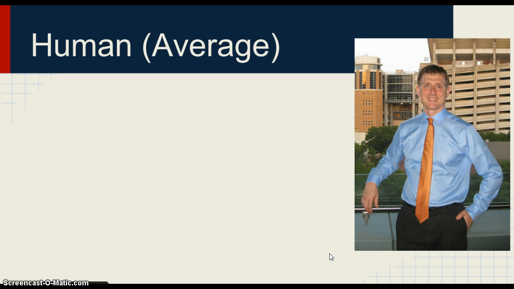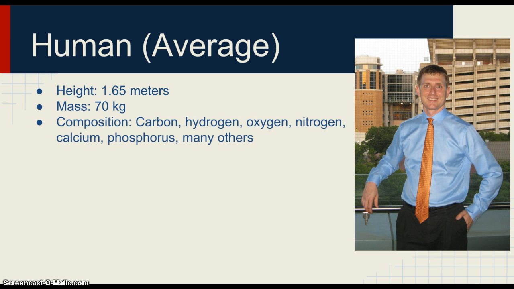So let's start with something that we're all familiar with, a human, a nice average human. There's a picture of an average human right there. Your average human is going to run about 1.65 meters, SI units of course, and the average mass of a human will be around 70 kilograms. Point of comparison, a good conversion between kilograms and pounds, at least on Earth, is going to be about 2.2 pounds for every kilogram.